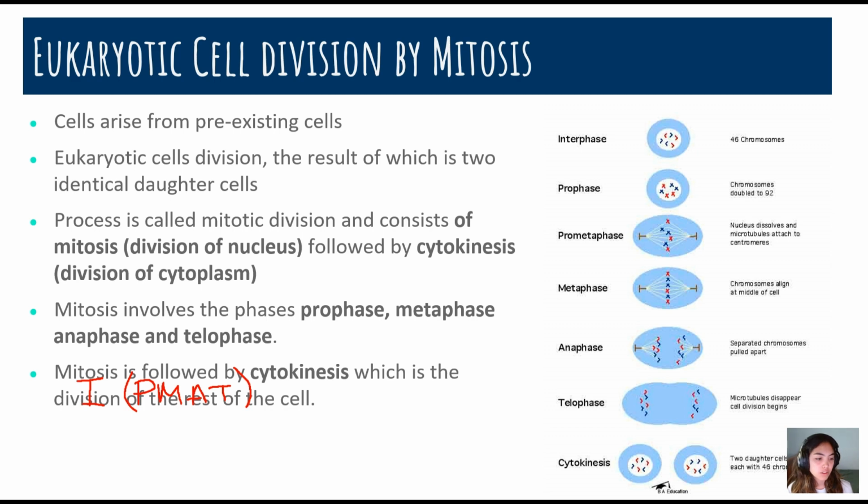Mitosis is followed by cytokinesis at the end over here, which is the division of the rest of the cell. So this bit here, mitosis, is the division of our genetic material. Cytokinesis is the division of everything else in our cytoplasm, including all of our organelles.